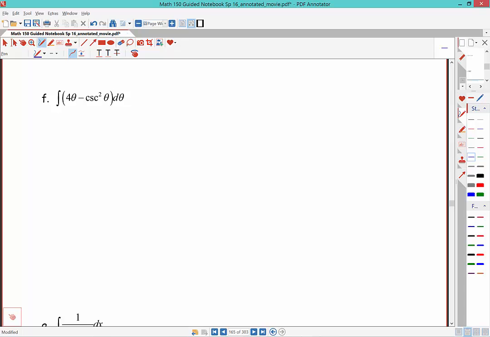Here again, I don't know if you want to split the integral. You don't have to, but using our properties, this would end up being 4 times the integral of theta d theta minus the integral of cosecant squared of theta d theta.